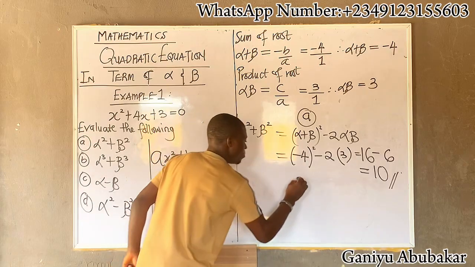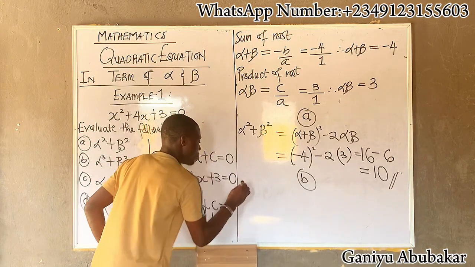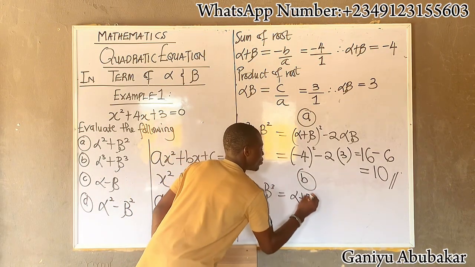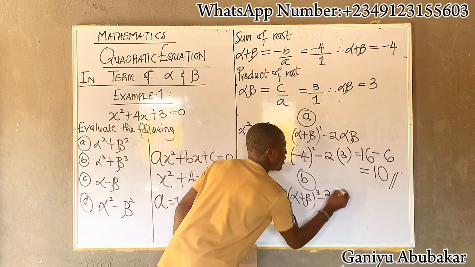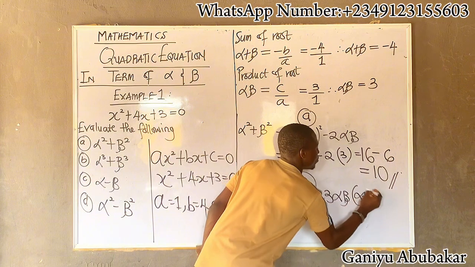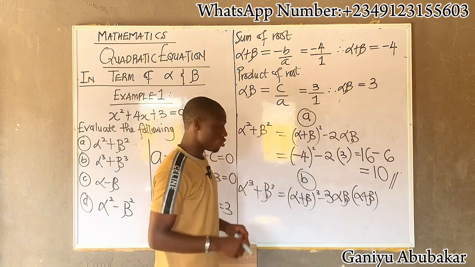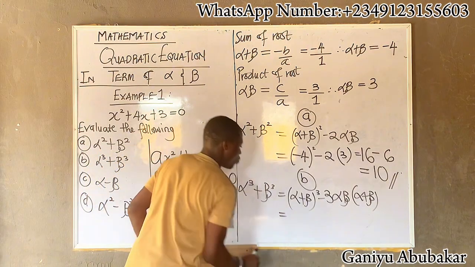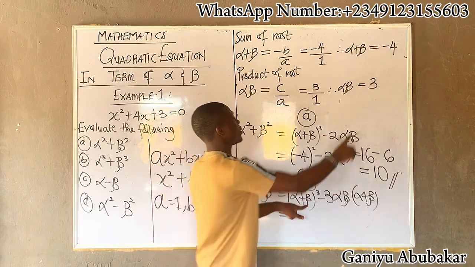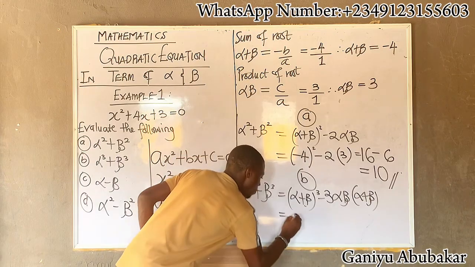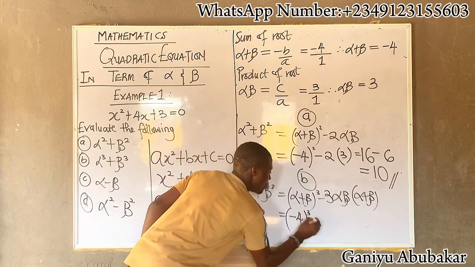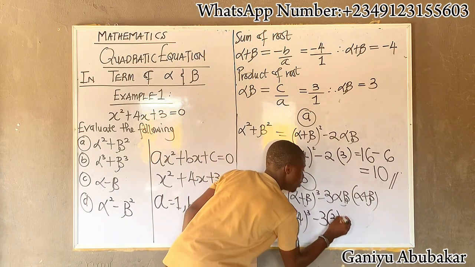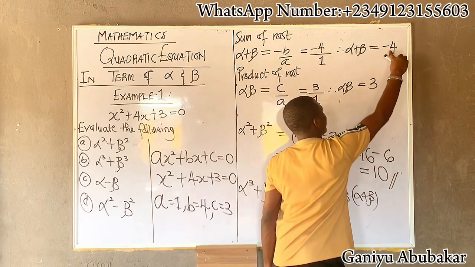For B, question B says alpha cube plus beta cube is equal to alpha plus beta all cube minus 3 alpha beta times alpha plus beta. Check your book, I gave you this expression, so note it down and keep it in your head, please. From here, this is now equal to alpha plus beta, of course that's minus 4. So I'll have minus 4 all cube minus 3 alpha beta, which is 3, so 3 into alpha plus beta, which is of course minus 4.